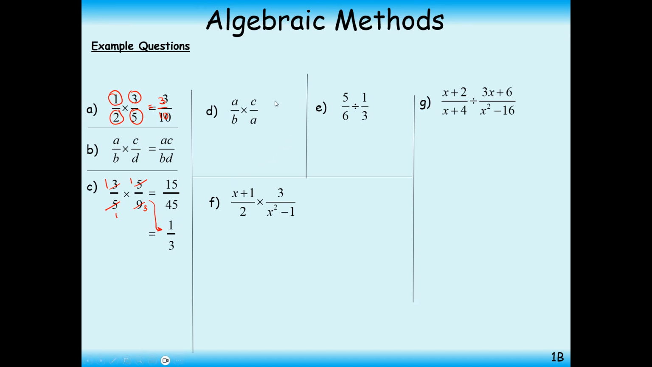So, if you can cross-simplify, you must cross-simplify. With algebraic expressions, there's no question, no doubt about it. Okay, so therefore, the answer to part D will be C over B as well. Okay, what about part E? How would you divide two fractions?